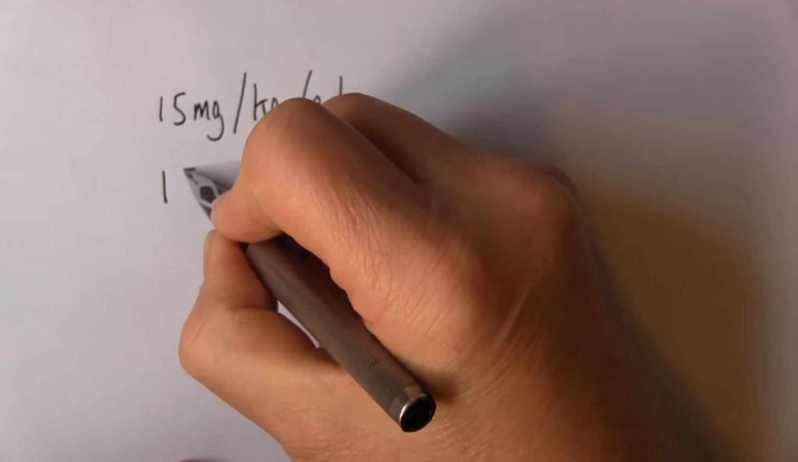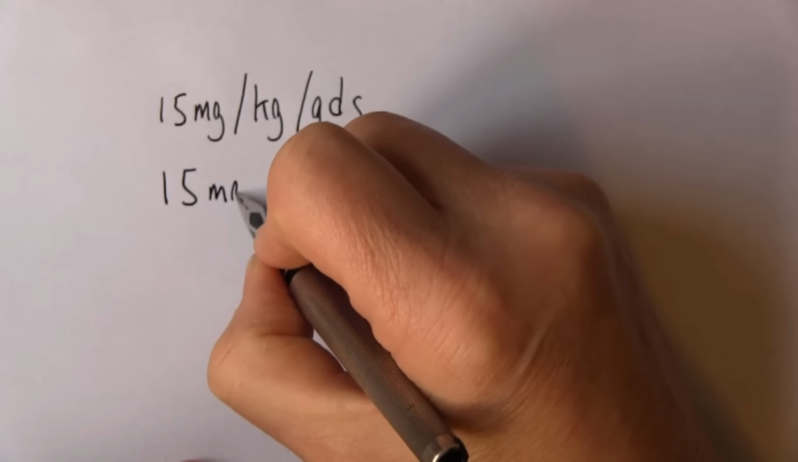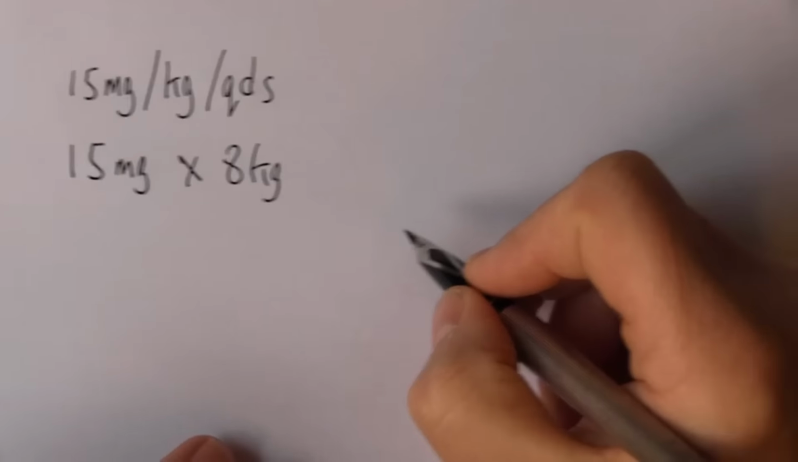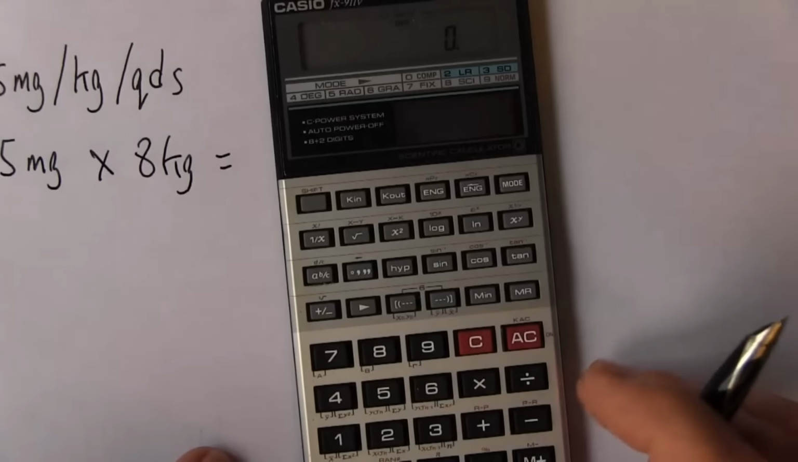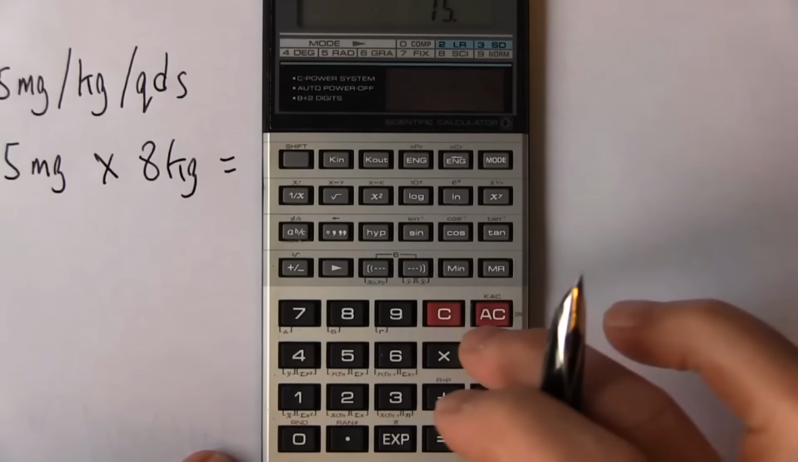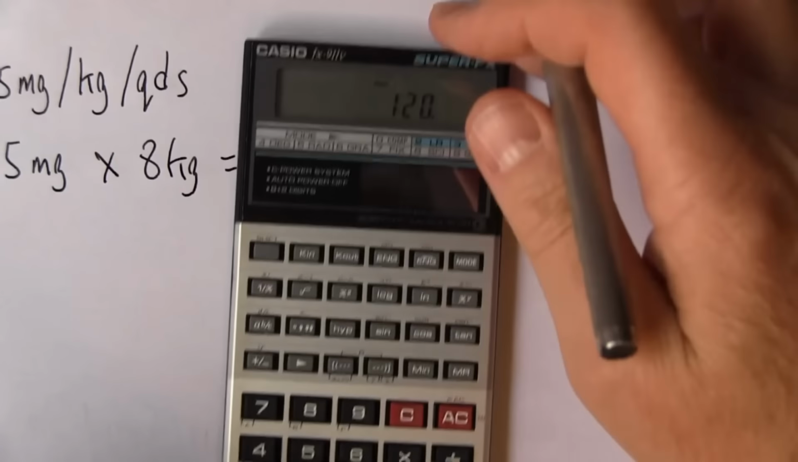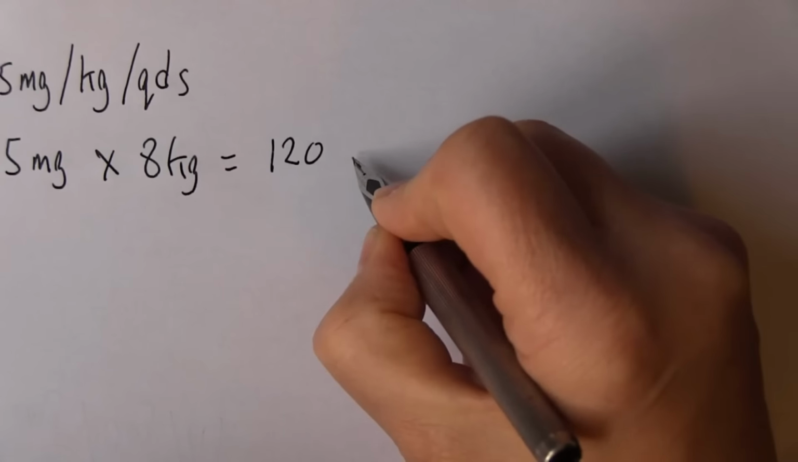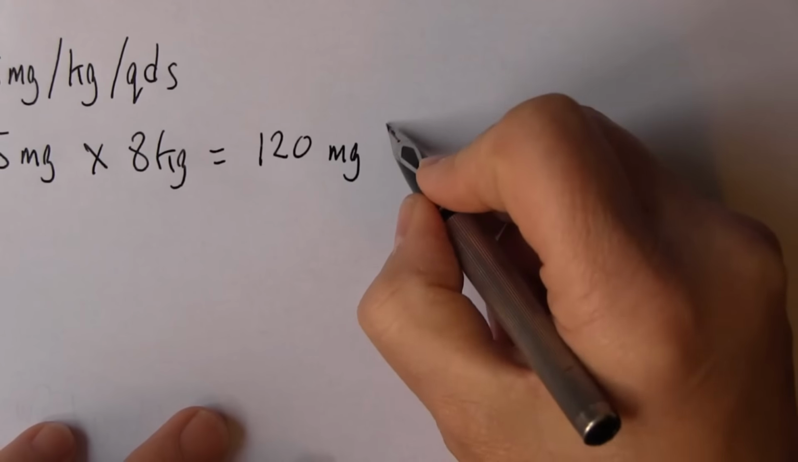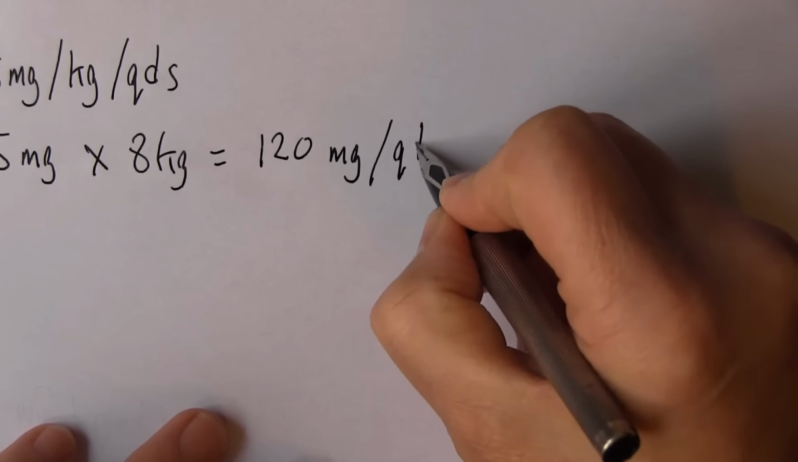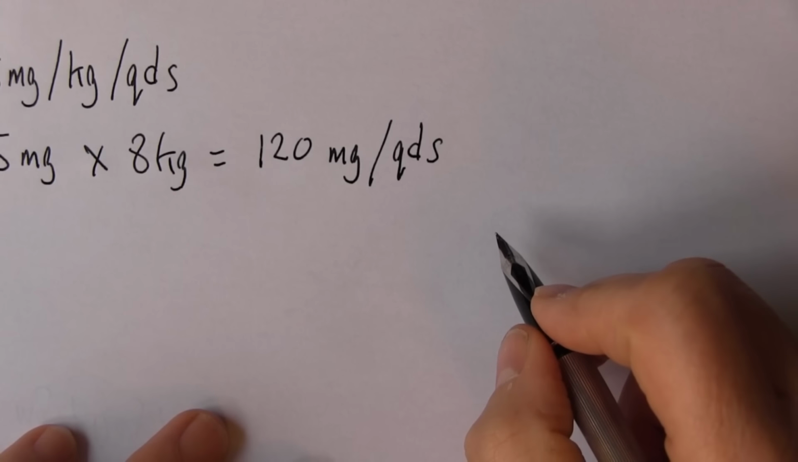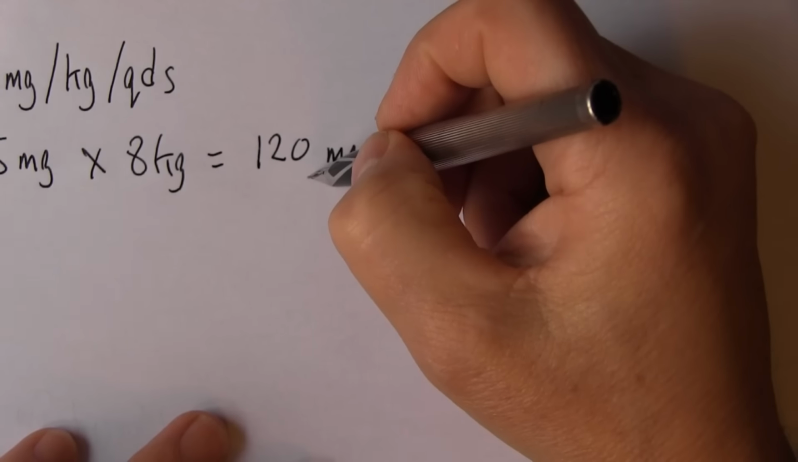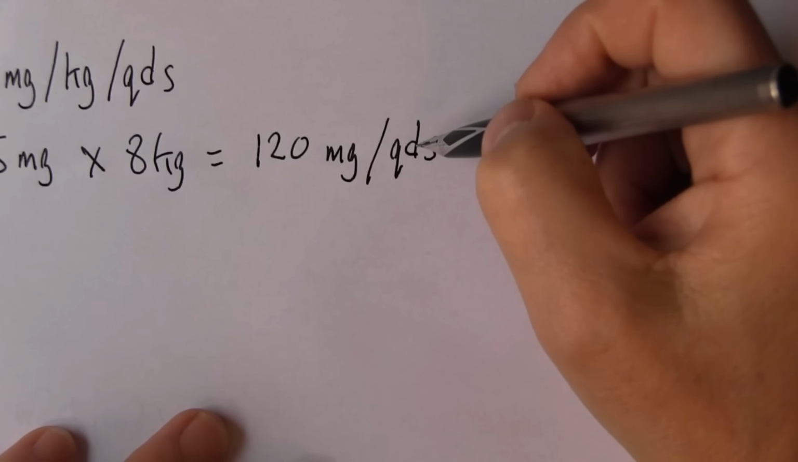So that's 15 milligrams of paracetamol or acetaminophen, and that's times the 8 kilograms of the child. So 15 times 8 is going to equal 120. So that equals 120 milligrams, and we can give that 4 times a day, QDS, 4 times per day. So the answer to the first part of the question is we would give 120 milligrams, but we will give that 4 times a day.